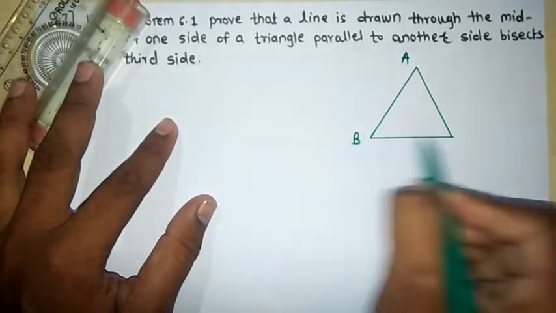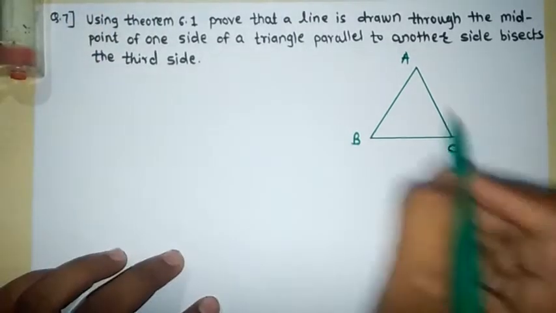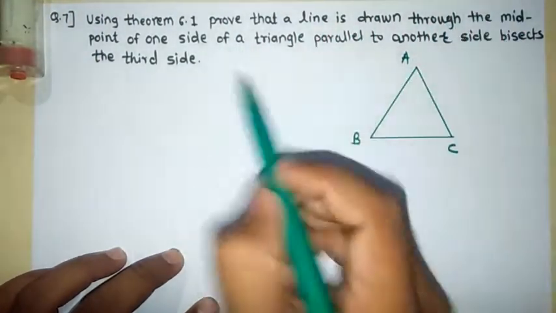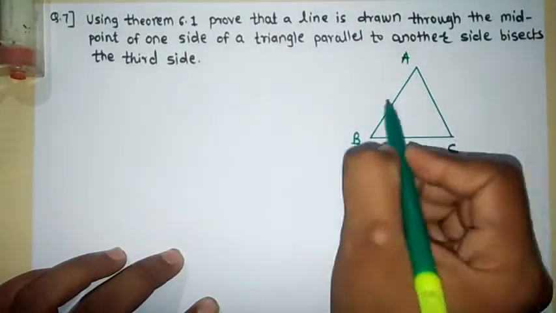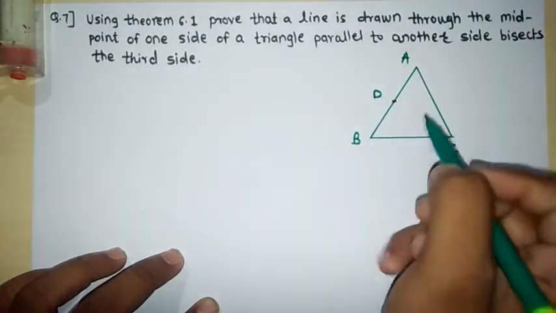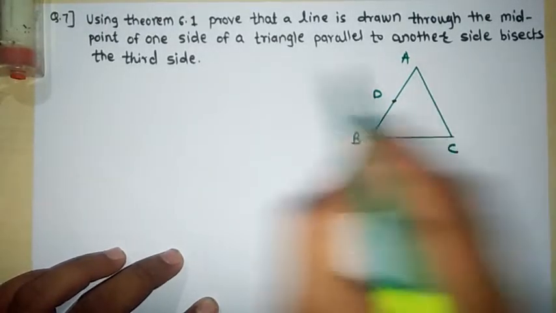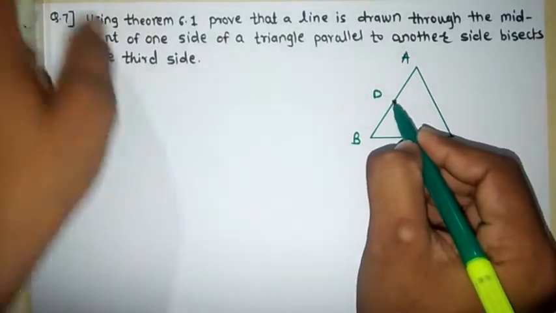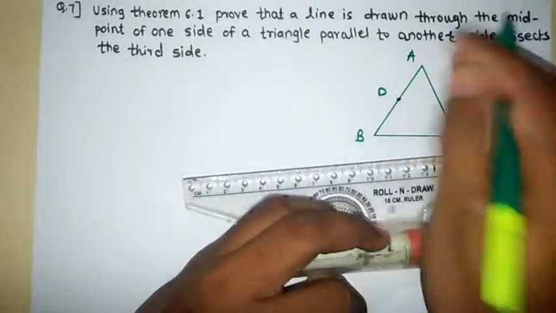Suppose the triangle ABC is there. What we have to prove is that a line drawn through the midpoint of one side of a triangle parallel to another side bisects the third side. Suppose the point D is the midpoint of side AB.